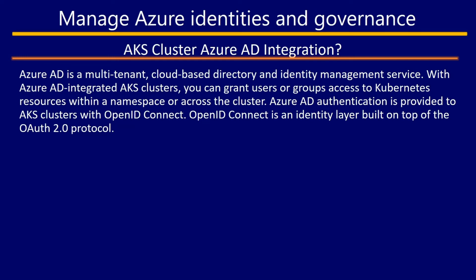The next question is AKS cluster Azure AD integration. What is AKS cluster Azure AD integration? Azure AD is a multi-tenant cloud-based directory and identity management service. With Azure AD integrated AKS clusters, you can grant users or groups access to Kubernetes resources within a namespace or across the cluster. Azure AD authentication is provided to AKS clusters with OpenID Connect. OpenID Connect is an identity layer built on top of the OAuth 2.0 protocol.